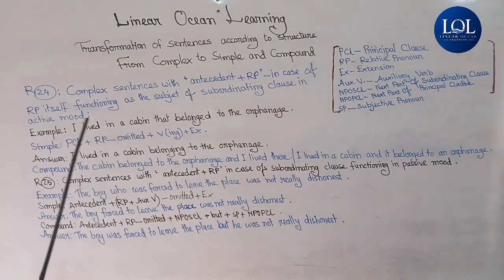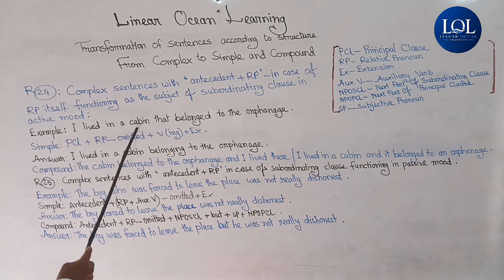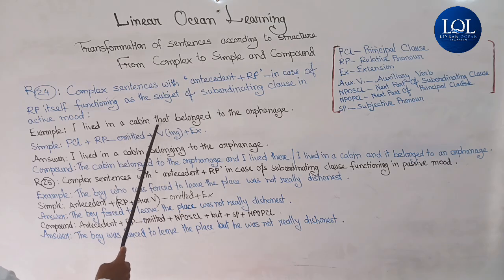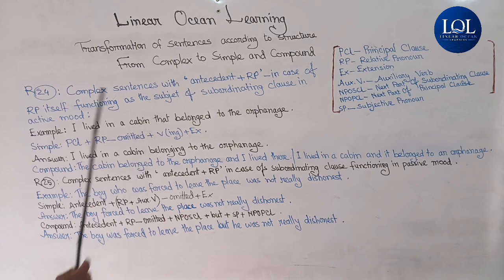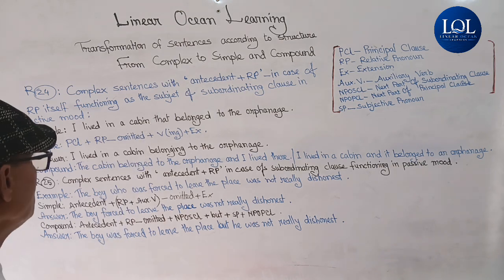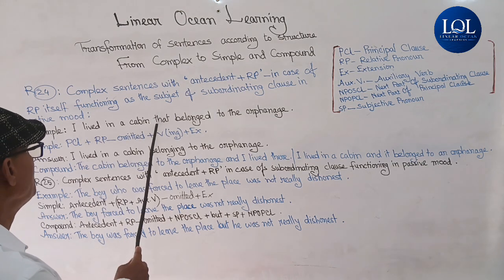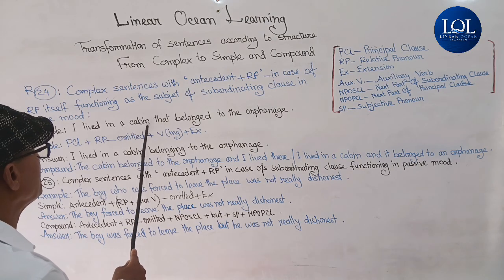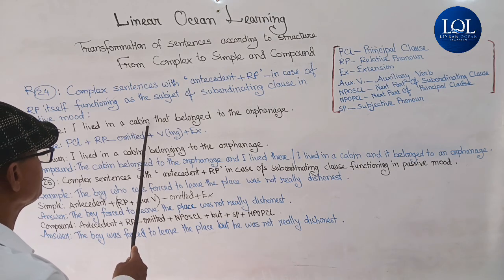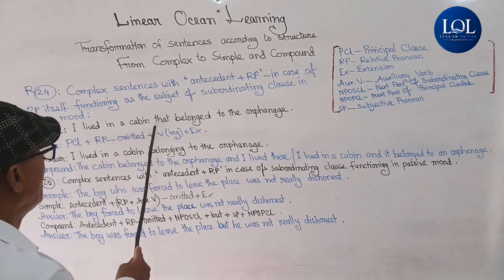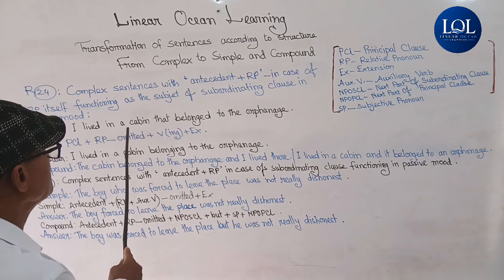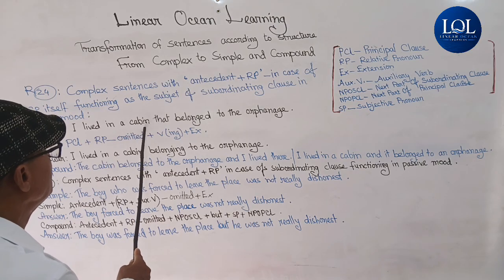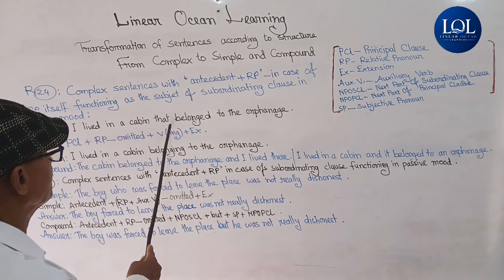Now let's get to the example. I lived in a cabin that. Here, that is the relative pronoun and a cabin is the antecedent. Now what is antecedent? A noun or a pronoun going before a relative pronoun is called antecedent, or a noun or a pronoun that precedes a relative pronoun is called antecedent. So a cabin is the antecedent of that.